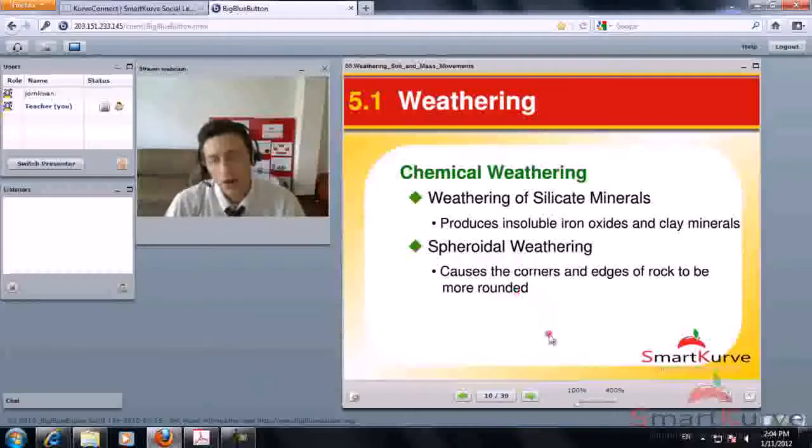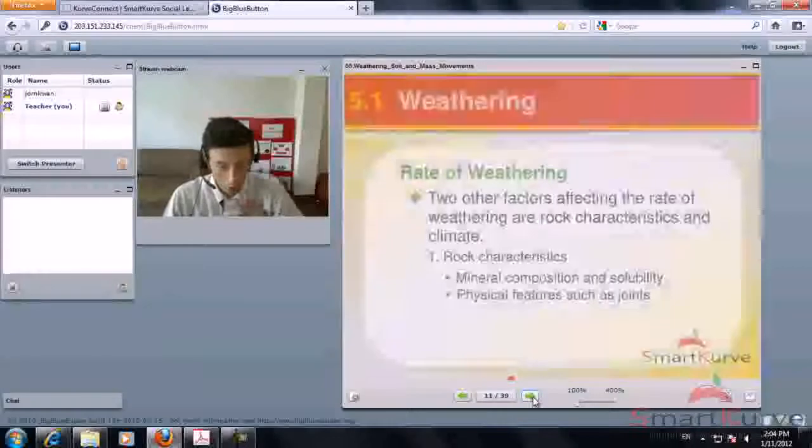Spheroidal weathering. This causes the corners and the edges of a rock to be round. We're going to look at a good picture of this spheroidal weathering later in the lesson.